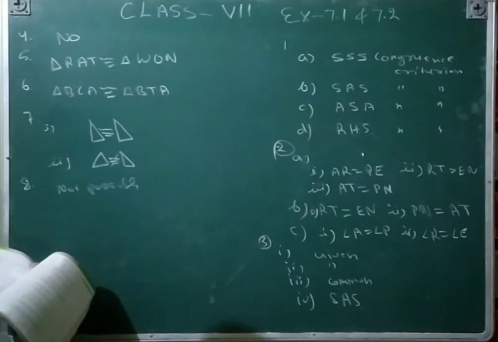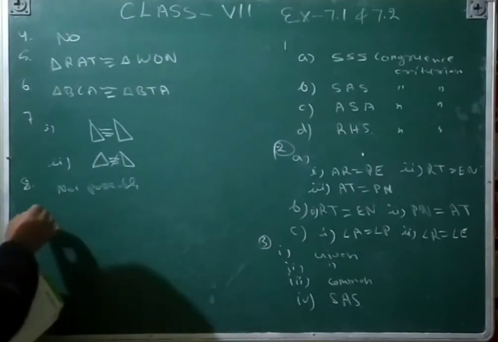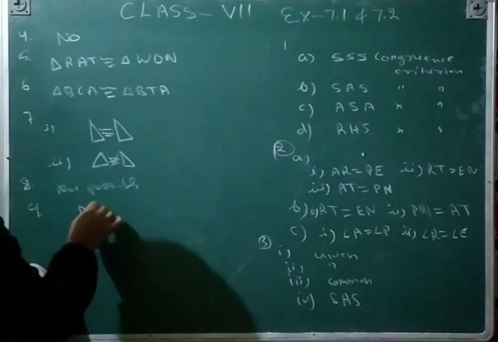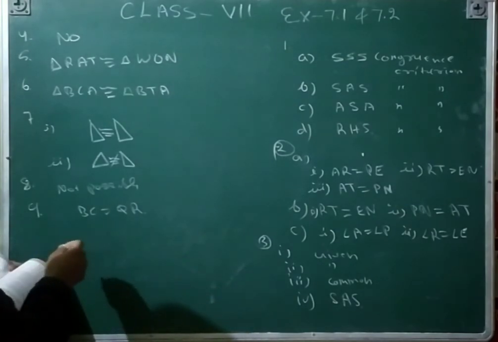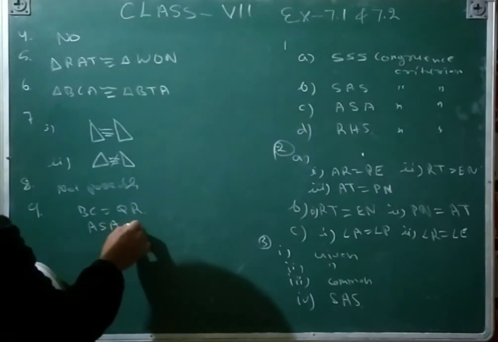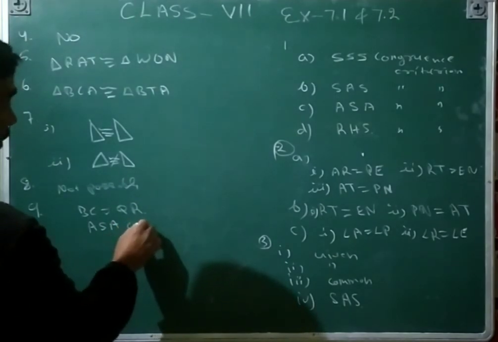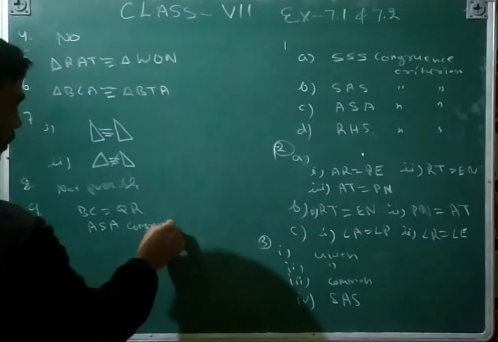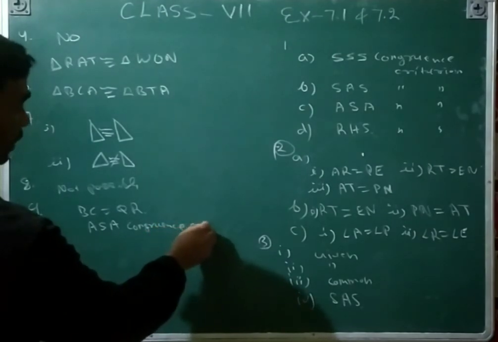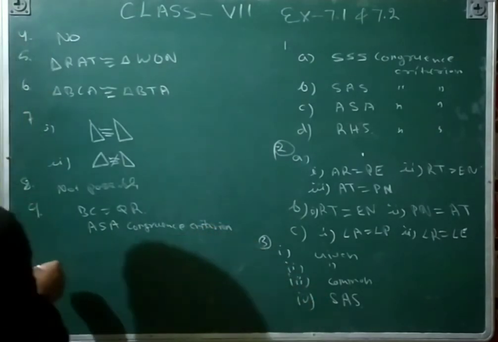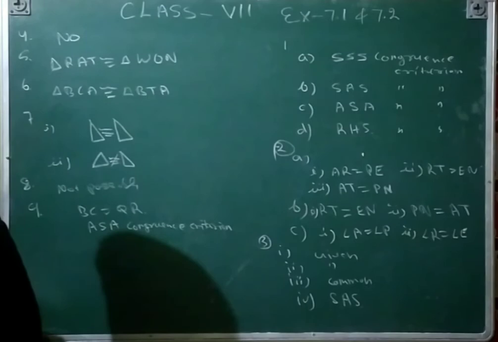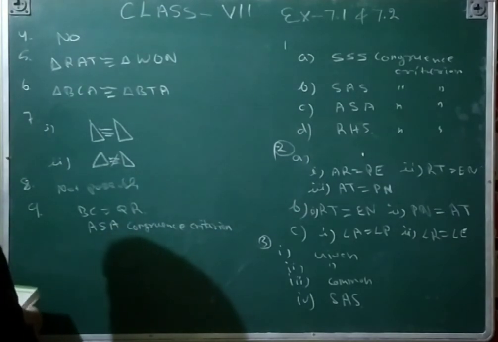Ninth question. If ABC and PQR are to be congruent, name one additional pair of corresponding parts. What criterion did you use? BC is equal to QR. That will be the one side we will take, BC is equal to QR, and the criterion we have taken is ASA, that is the congruence criterion.